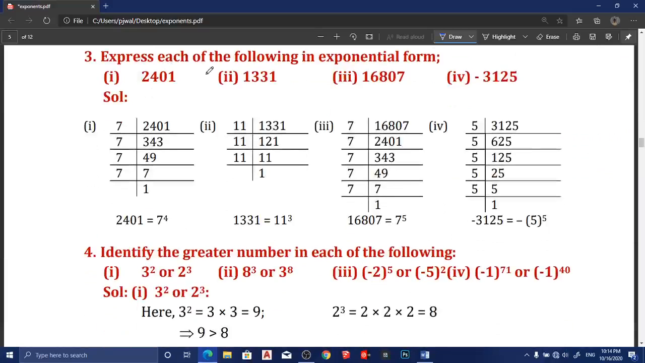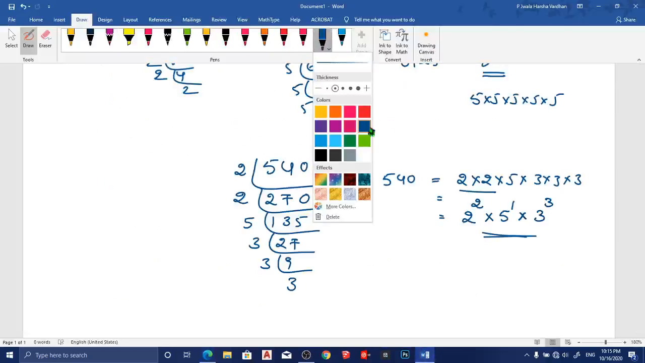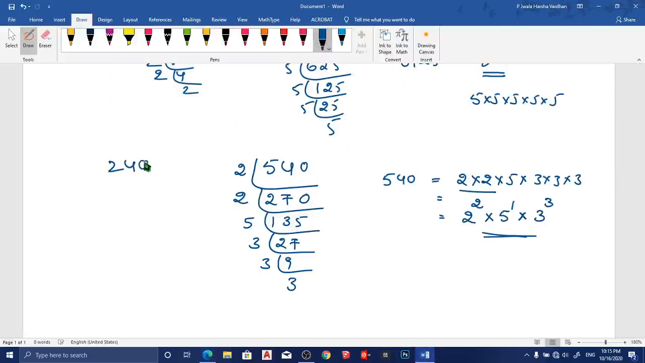Express each of the following in exponential form. Here normal numbers are given. You have to find the prime factors using the prime factorization method. Observe here, this number can be divisible by 7 only. For this, you may have the doubt which number you have to use. This is 2401. Okay, 2401.